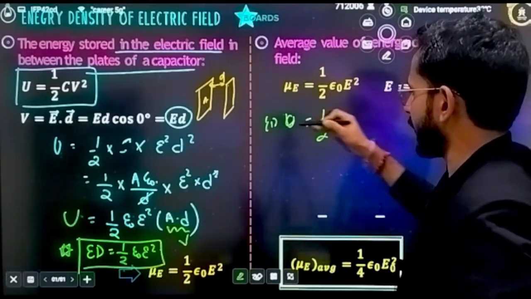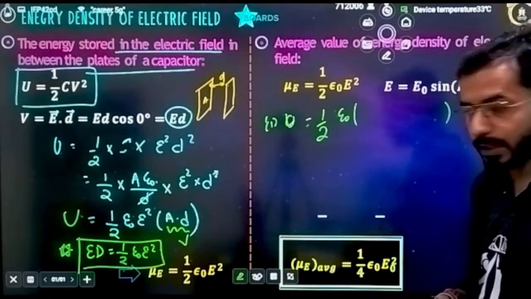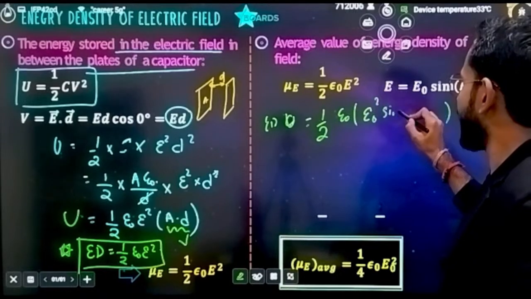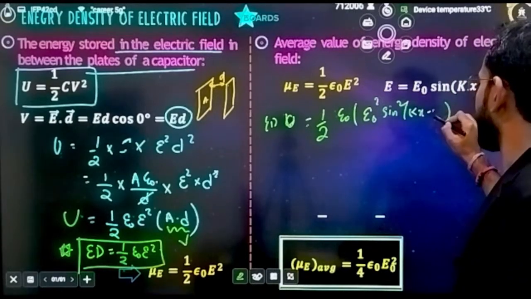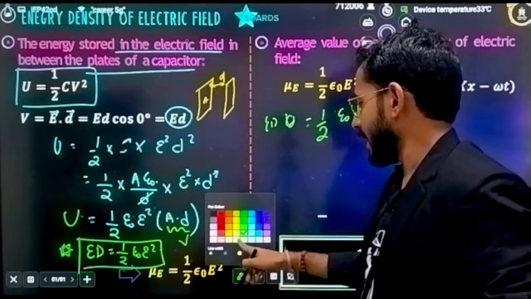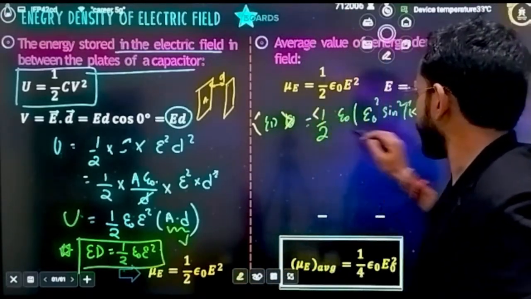Energy density, I am representing it as ED. Now what is the general equation for electric field that you have seen? E naught sine of kx minus omega t. That means it will become E naught square sine square of kx minus omega t when squared. Now what you have to do? You have to take the average. Take the average on this side also, this side also.